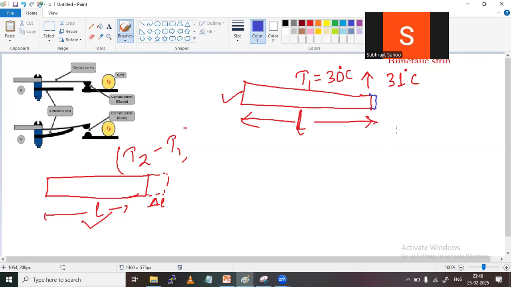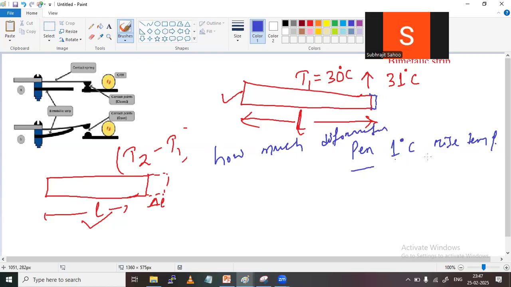So what does the thermal coefficient of linear expansion mean? It is a property of metal: how much deformation is happening per 1 degree Celsius rise in temperature. How much deformation is happening when I increase the temperature of a particular body, bar or column by 1 degree Celsius? Then this concept is called linear expansion, or shortly the thermal coefficient of linear expansion.